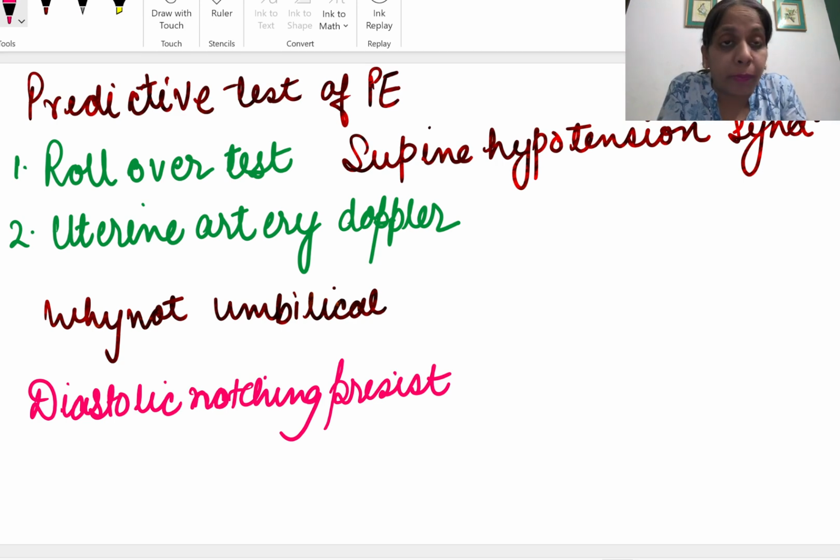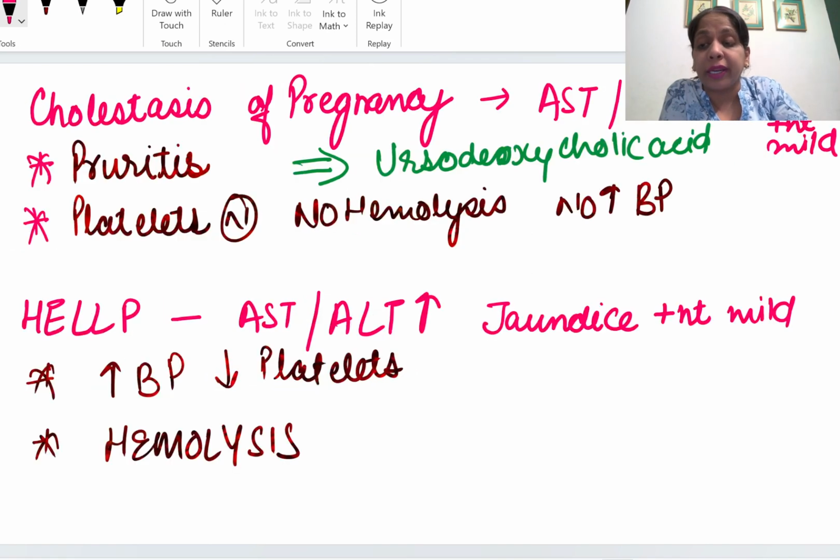Then what is uterine artery Doppler? Why do we do it? The confusion among students is why umbilical artery Doppler is not done. Because the main etiology is that the spiral artery tunica media is not getting removed. If the spiral artery tunica media is not removed, will the effect come first in the uterine artery or the umbilical artery? First it will come in the uterine artery. So the diastolic notching which occurs in early pregnancy remains persistent. In the fetus, the effect will come late. First it will come in the uterine artery. The spiral artery is a branch of the uterine artery.